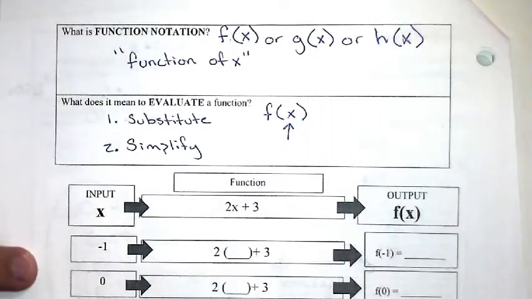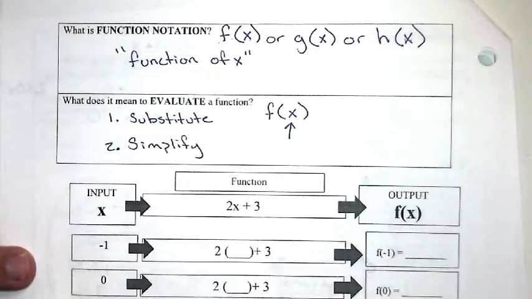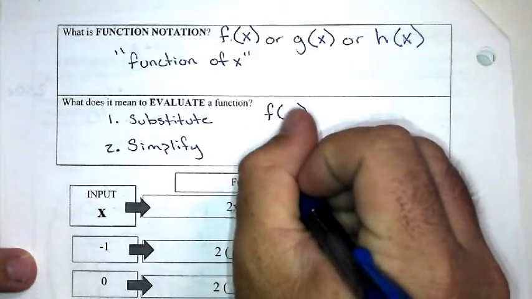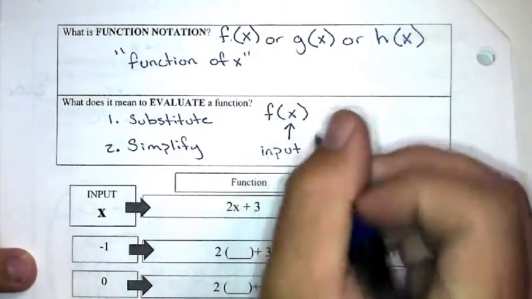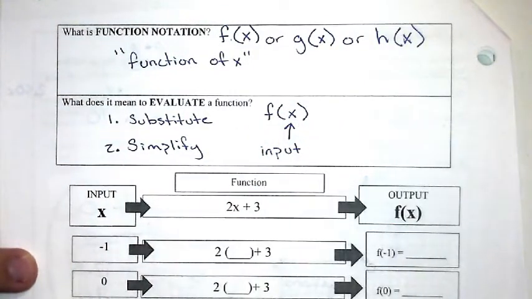The x inside of the parentheses is called our input. The x inside of the parentheses is called our input.